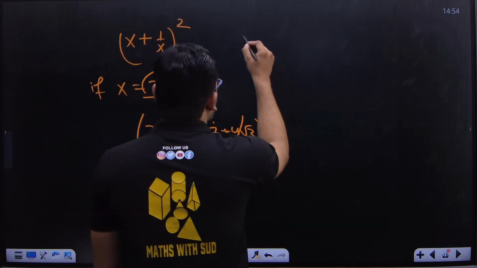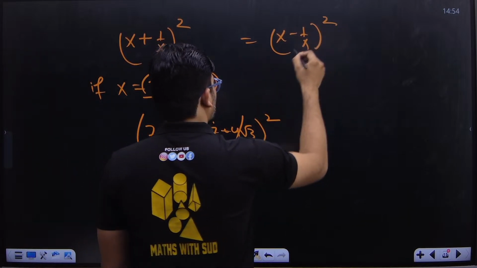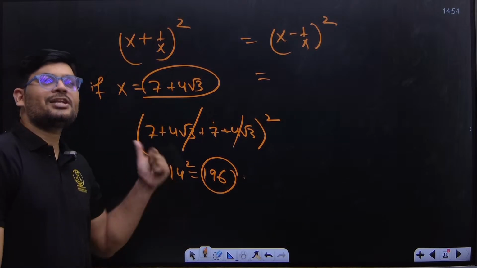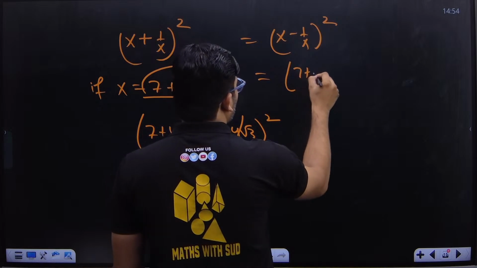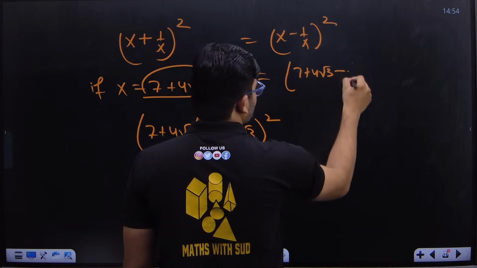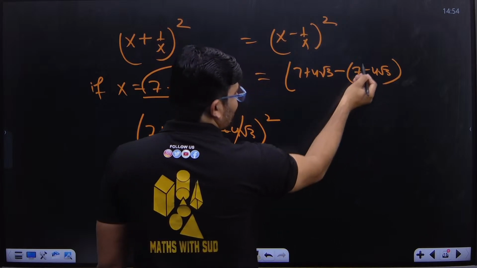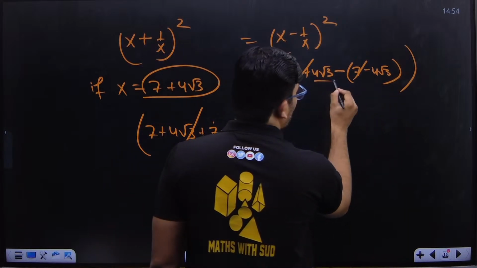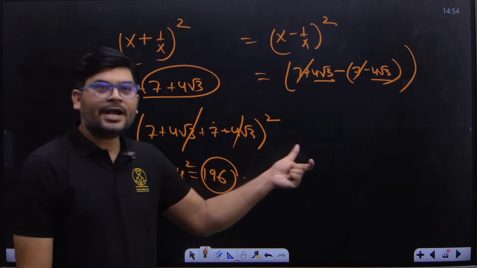And similarly, the same goes with x − 1/x. So what happens in x − 1/x? The rational part will be cancelled. So it will become 7 + 4√3 − 7 + 4√3. Now this −7 and 7 will get cancelled out, and 4√3 and 4√3 will be added together. So it will become 8√3.